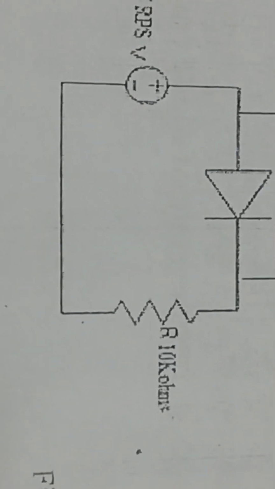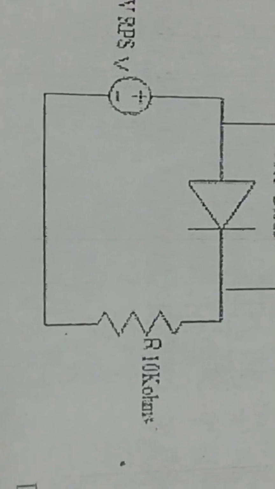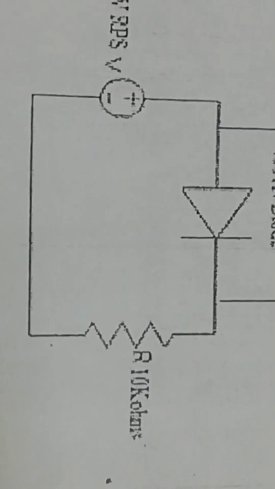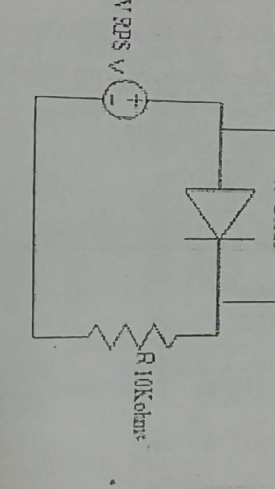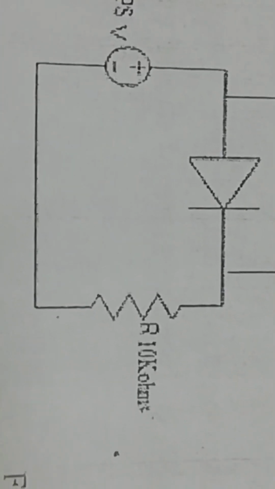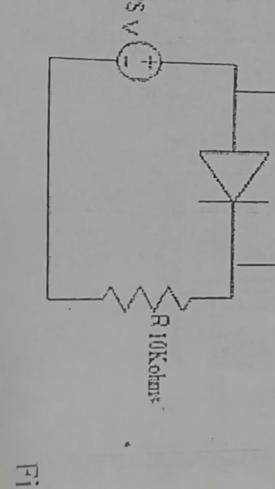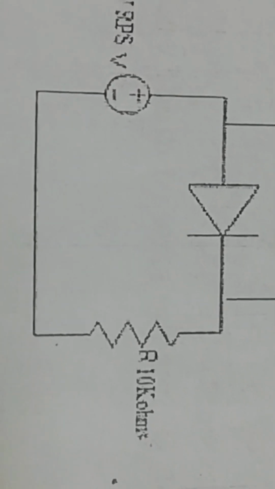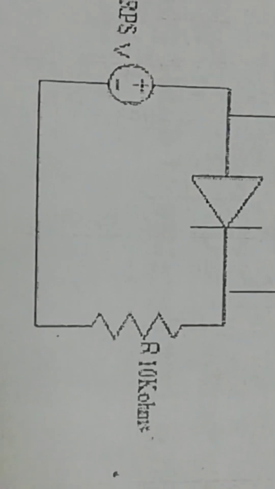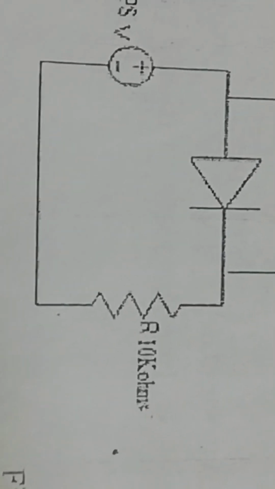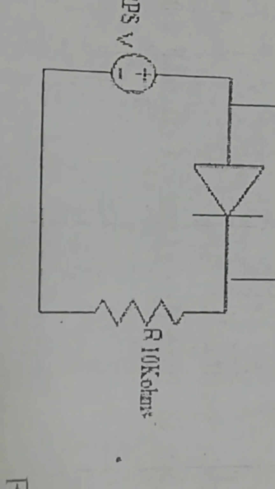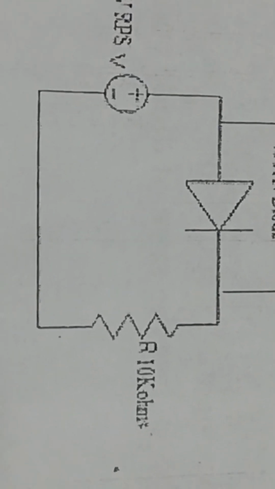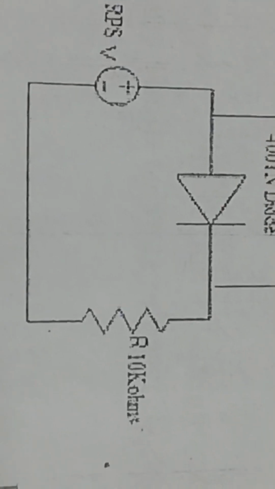Now, in order to identify forward biased operating characteristics of diode, we will build this circuit on a breadboard. As you can see here, the positive terminal of the battery is connected to the anode, and the cathode of the diode is connected in series with a load resistor of 10 kilo ohms. After building this circuit, we will measure voltage across the diode and current through the diode.